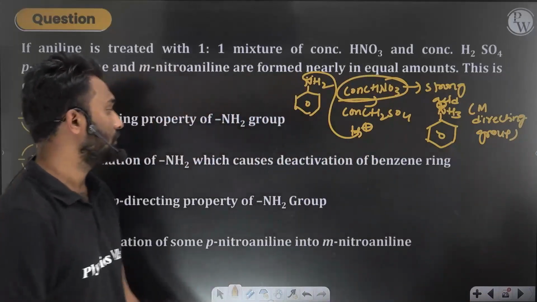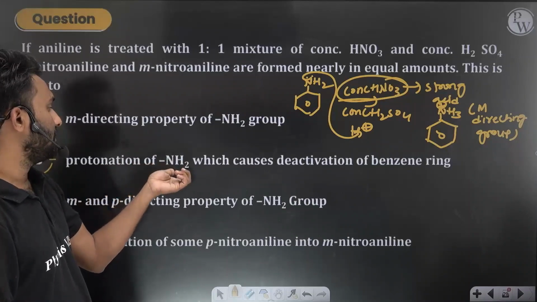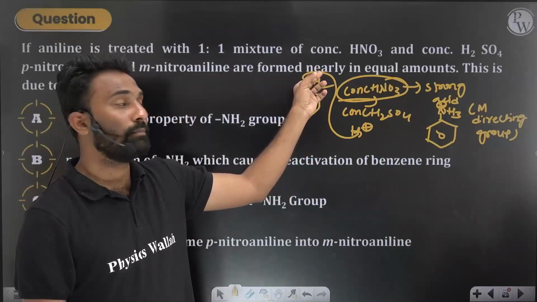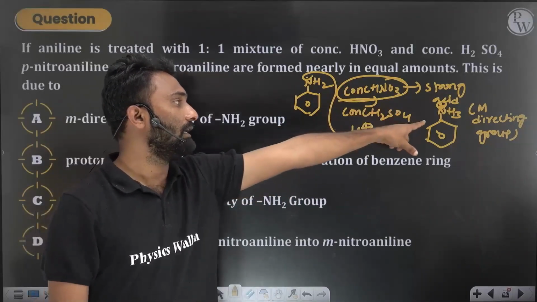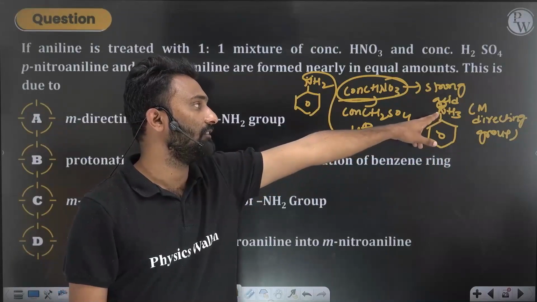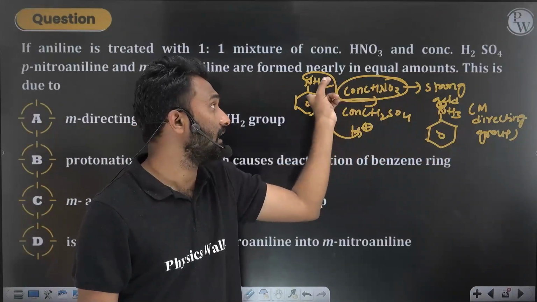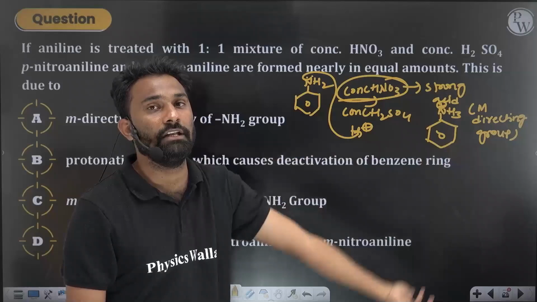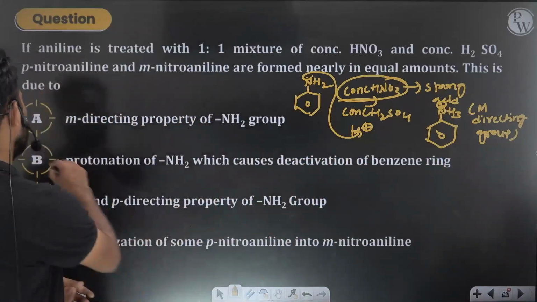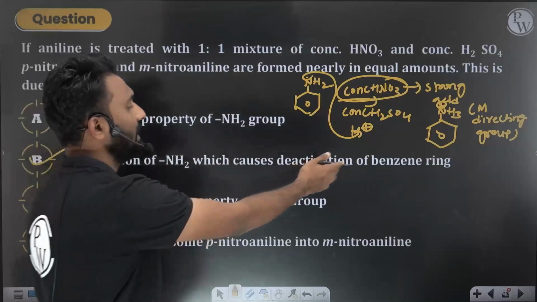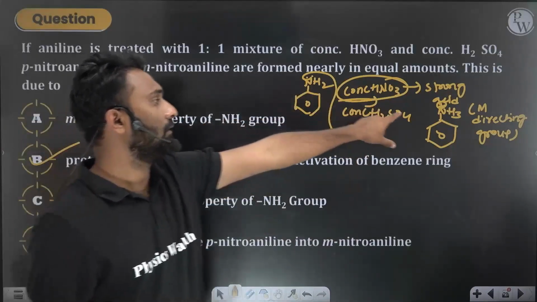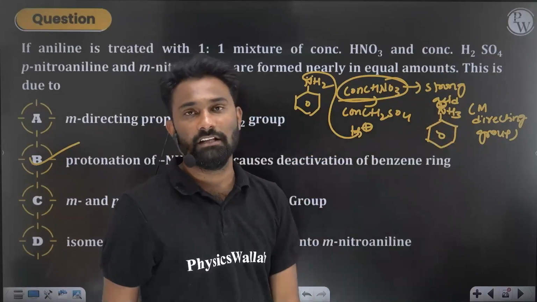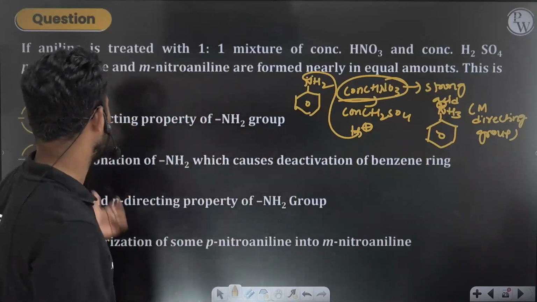See, protonation of the NH2 causes deactivation of the benzene ring. Here aniline is an ortho and para directing group, a ring activating group. But due to the presence of H+, it will be converted into NH3+ and it will act as a ring deactivating group, deactivating the benzene ring. So option number.